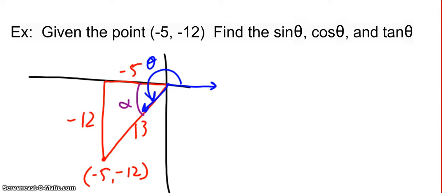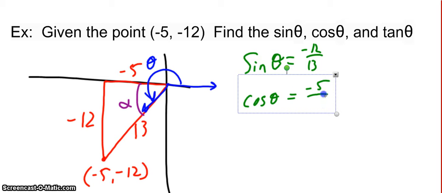So when I go ahead and say sine of theta equals negative 12 over 13, that's okay. Even though theta is not technically in the triangle, I still know that that is the opposite over the hypotenuse of the triangle that has alpha. And so the sine of theta is going to be negative 12 over 13. The cosine of theta is negative 5 over 13. And the tangent of theta is going to be 12 over 5. Notice that's positive because we divided two negatives.